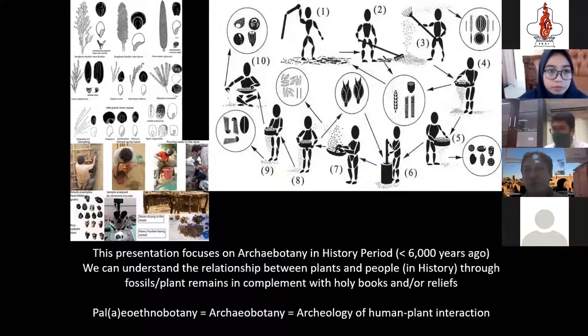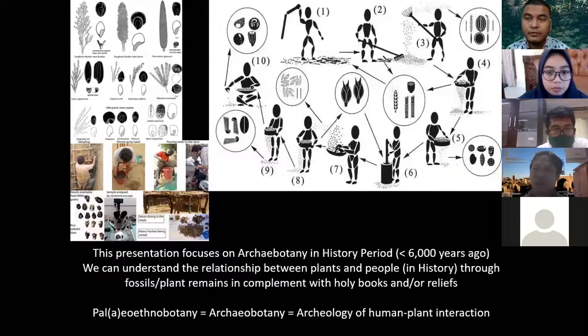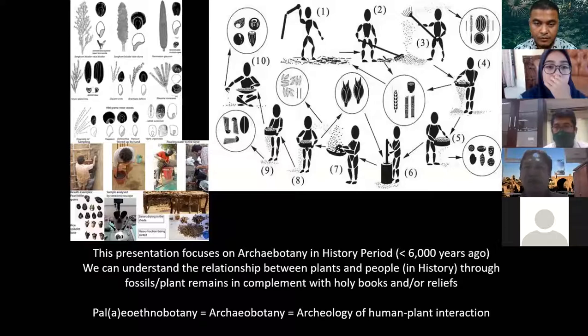But if you are doing the ethnobotanical study, you only collect the information from your key informant, and you check the plants in the study area. That's it. But in this study, we can understand the relationship between plant and people and history through fossil or plant remains. But at best, we can complement with the holy books and/or reliefs. It could be a best combination. It could be a best approach to do this study.